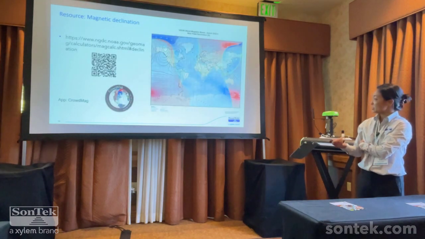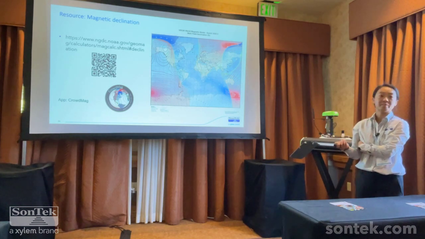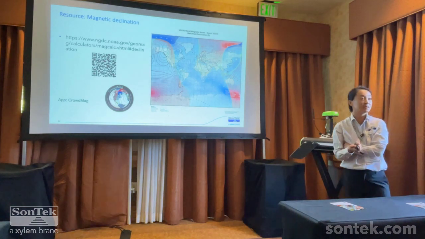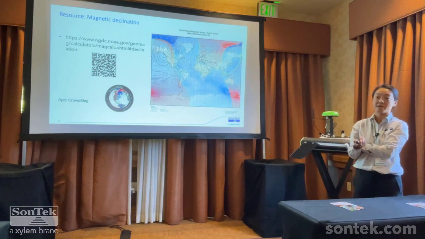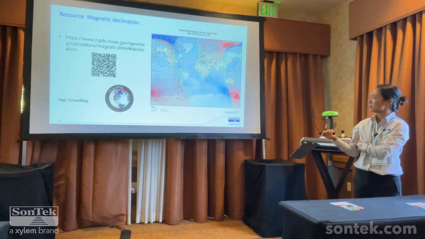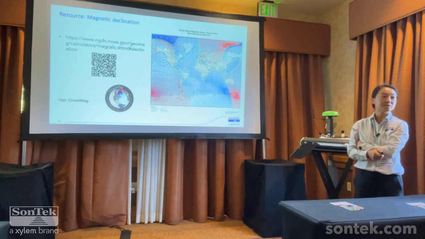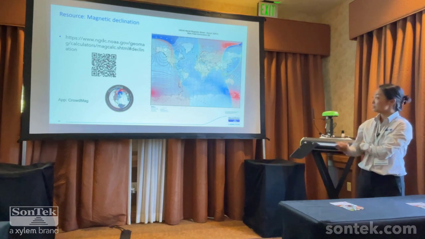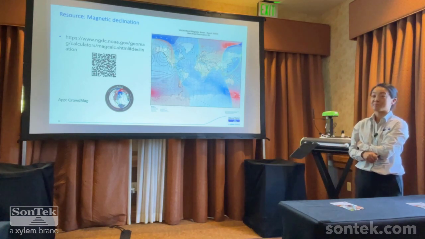All right. Just a tip here, there is an app called CrowdMag that's very popular. That's kind of the simplest way to get your magnetic declination wherever you are. That's made by NOAA, I believe, and that's readily downloadable. So if you are in the field and you want to get a magnetic declination, this is a good way to do it.